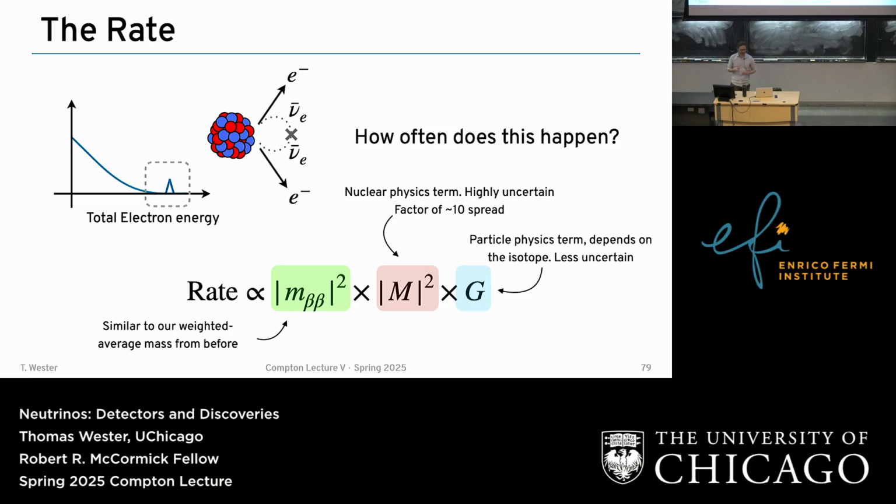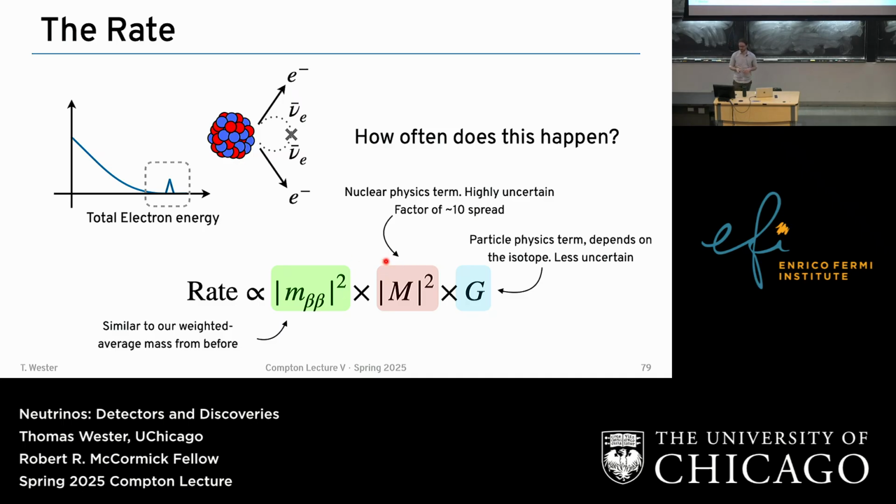So people have made attempts to calculate this analytically, and what it comes down to is that the rate is proportional to actually the mass of the neutrinos. So the neutrino mass shows up here. It's just written here as m beta beta squared. And this is similar to that weighted average of neutrino masses that we had before that the KATRIN experiment was looking at. So you can think about it as kind of like the sum of the neutrino masses or a weighted average of the sum.